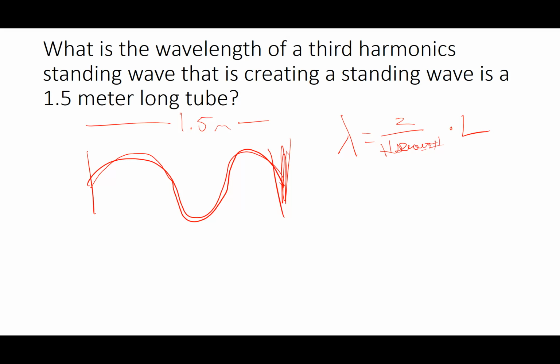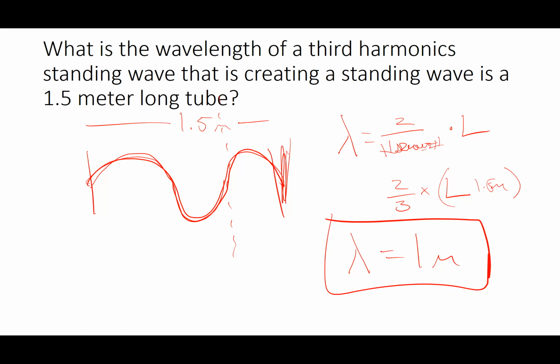So we're in what harmonic? Third. So 2/3 times the length of the tube. So 2/3 times 1.5 meters. So lambda equals 1 meter. And we know that if we went all the way up and all the way back down and back to equilibrium, we're just looking at 2/3 of 1.5. So 1 meter checks out.